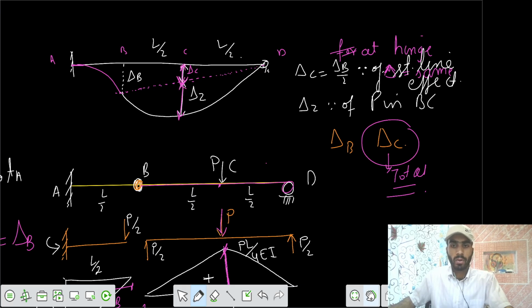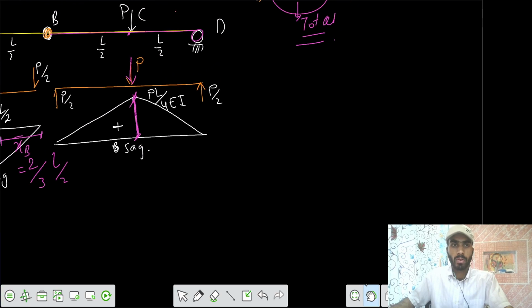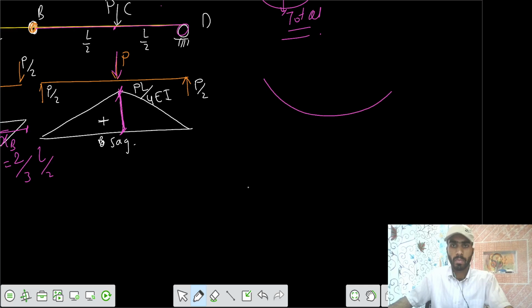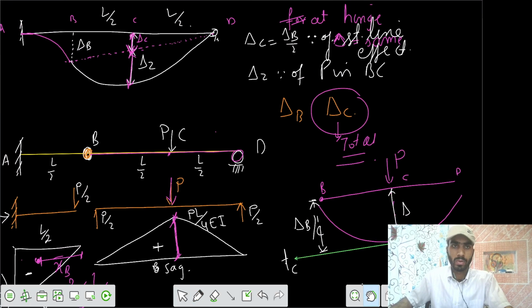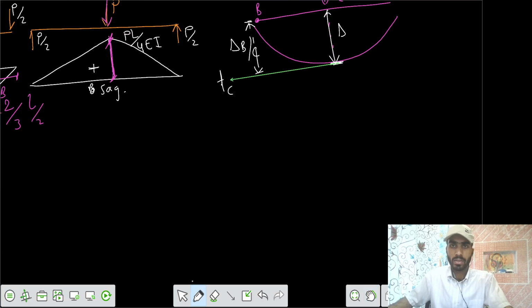We can calculate delta 2 from this figure. If you have a simply supported beam subjected to a point load P at the midspan, with points B, C, and D, we know that for symmetric loading the deflection is maximum at the mid and theta is 0 here. So draw a tangent from point C. This value, which we have already calculated in a previous question, is delta B with respect to the tangent drawn from C. This is also equal to delta 2.